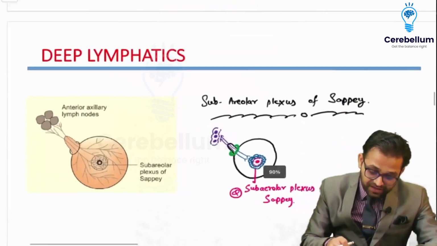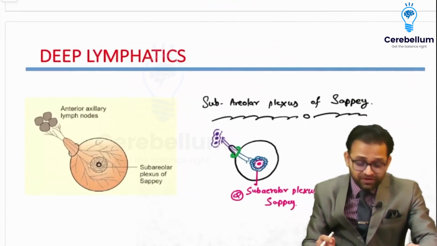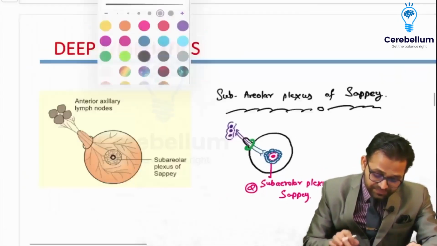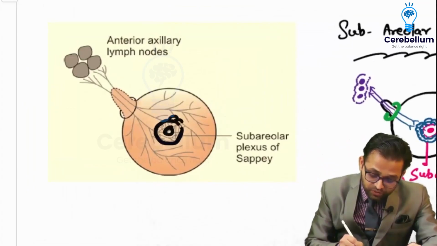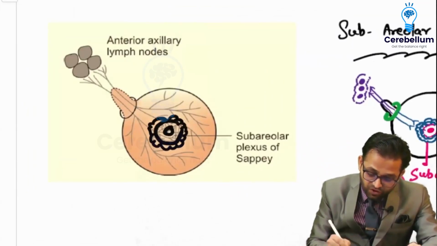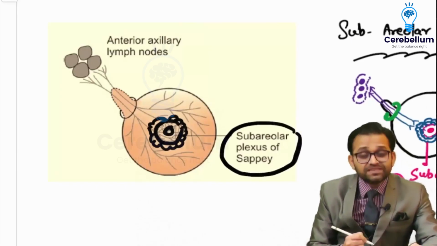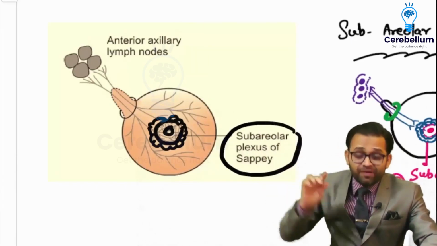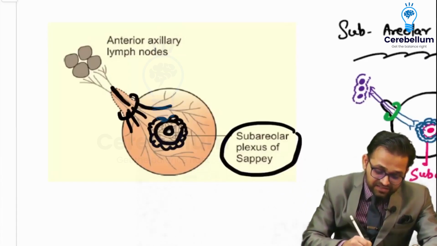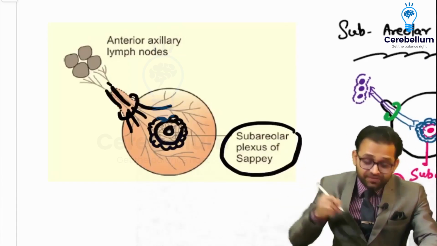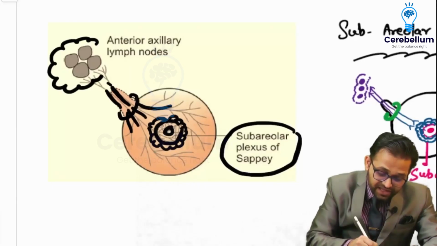Okay, sir. Now look for the next. I told you already about the deep lymphatics, but here is one diagrammatic presentation, sir. This is our nipple and areola. Just below the nipple and areola, there is the subareolar plexus of Sappey. It is draining the deep parenchymal part. The lymphatics drain through the foramen of Langer, pierce the deep fascia, and reach the anterior axillary lymph node.